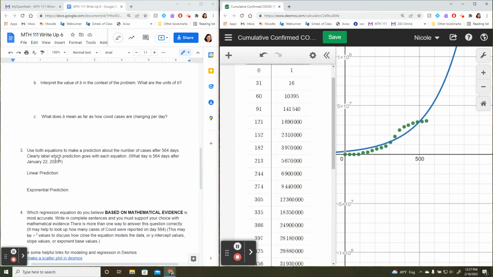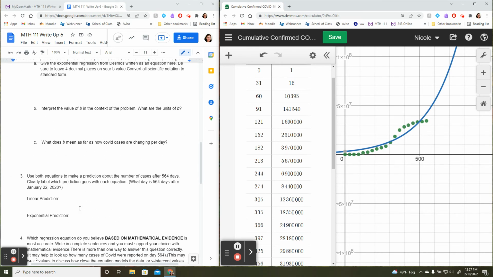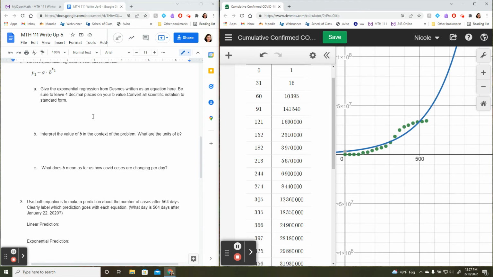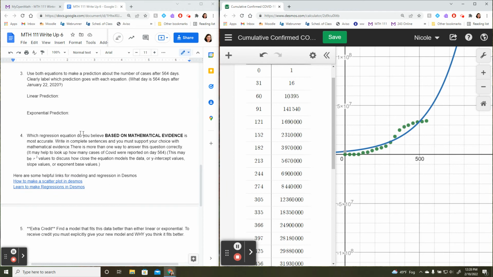Then the last thing you're going to do is make a prediction using the linear and the exponential models. You need to figure out how many cases there would be after 564 days. So plug in 564 for x in your linear equation that you did right here. Plug in 564 into your exponential equation that you did right here, and that will come out with a prediction. Then you need to give some mathematical evidence, writing a complete sentence about why you think which model is best. There could be more than one correct answer, but it needs to be mathematical and about the model.